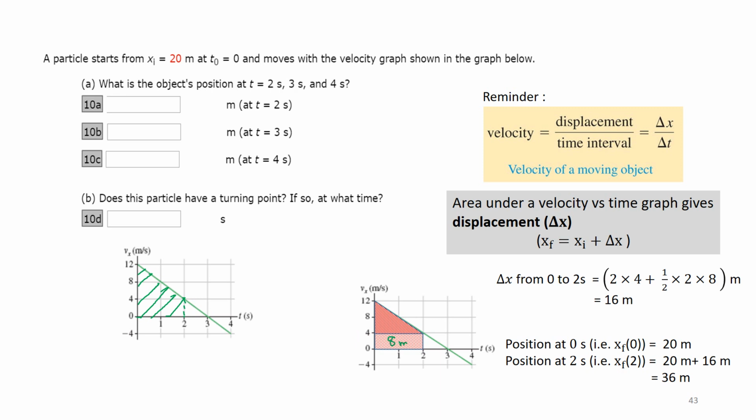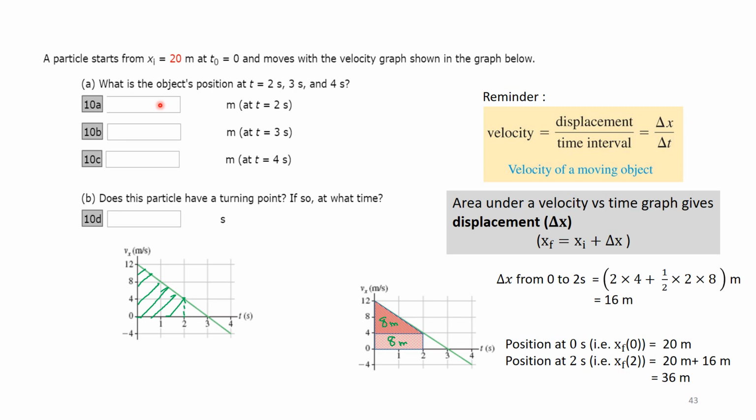And what's the area of the triangle? So you multiply the base and the height and also multiply by half. Okay, so the calculation is done here. You multiply half with the base, that's 2, and the height is 8. So you do half times 2 times 8, you get 8 meters again. So you get a total of 16 meters as your delta x.